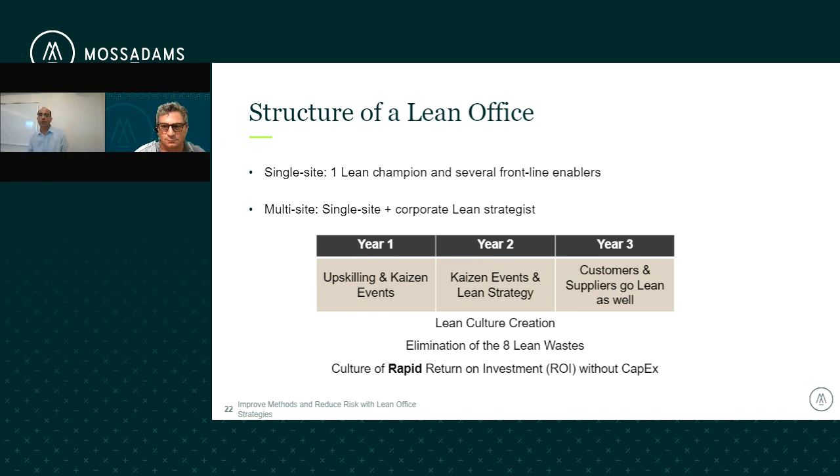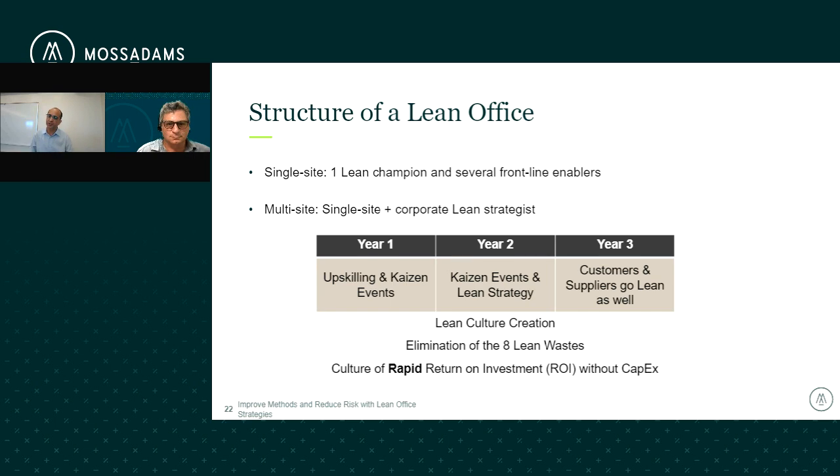But in year one, it is upskilling the employees and running Kaizen events. With Kaizen events, you're getting immediate results, and so those are very good to have. And again, this is based on zero capex. In the second year, you have the lean strategy, when the lean champion and the lean strategist start engaging on what the long-term strategy for the company is.